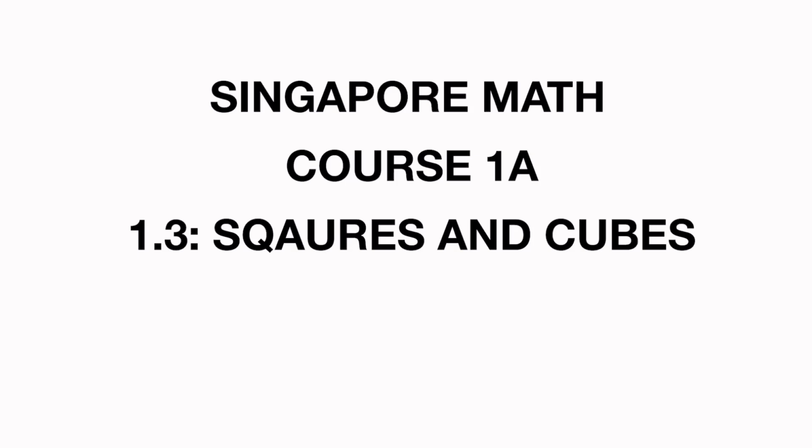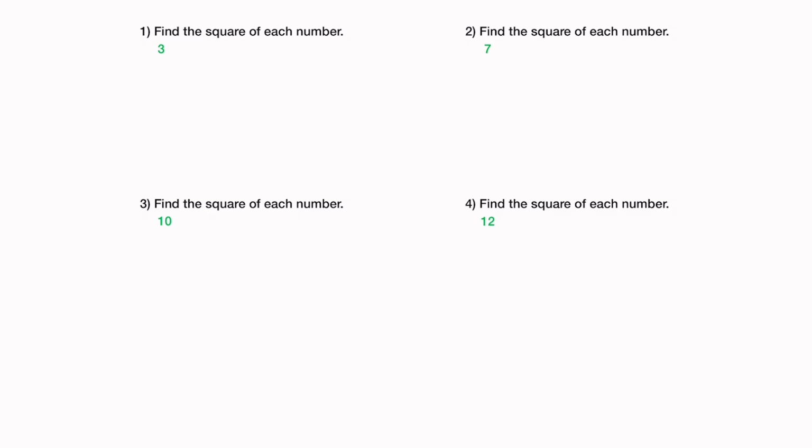Hi, let's do independent practice from 1.3 Squares and Cubes, Course 1A Singapore Math. Let's get started. Find the square of each number. You know how to find the square, right? So to find the square, you multiply the number by itself once, right? So to find the square of 3, you do 3 times 3, which is 9.